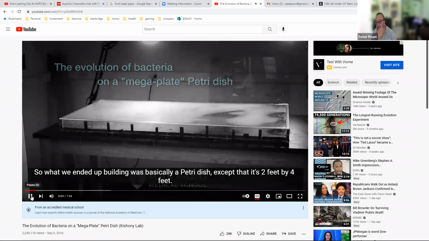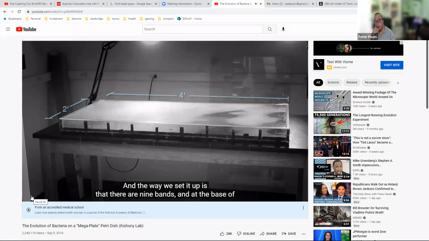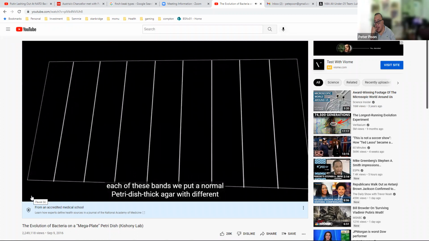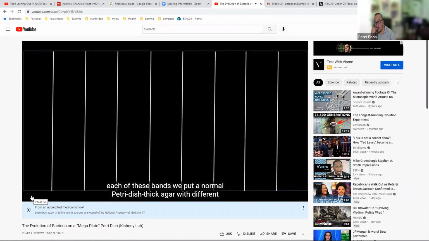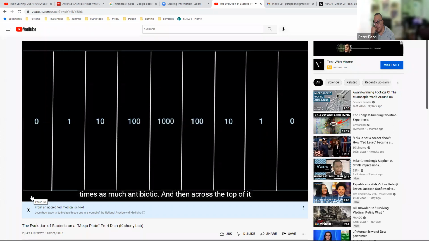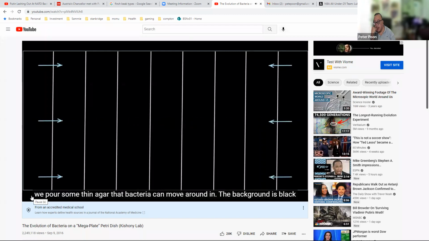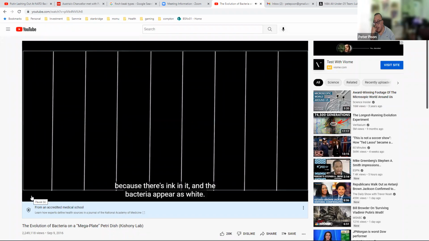The building was basically a petri dish, except that it's 2 feet by 4 feet. The way we set it up is that there are 9 bands, and at the base of each of these bands, we put a normal petri dish thick agar with different amounts of antibiotic. On the outside, there's no antibiotic. Just in from that, there's barely more than the E. coli can survive. Inside of that, there's 10 times as much, 100 times, and finally the middle band has 1,000 times as much antibiotic. Then across the top, pour some thin agar that bacteria can move around in. The background is black because there's ink in it, and the bacteria appear as white.